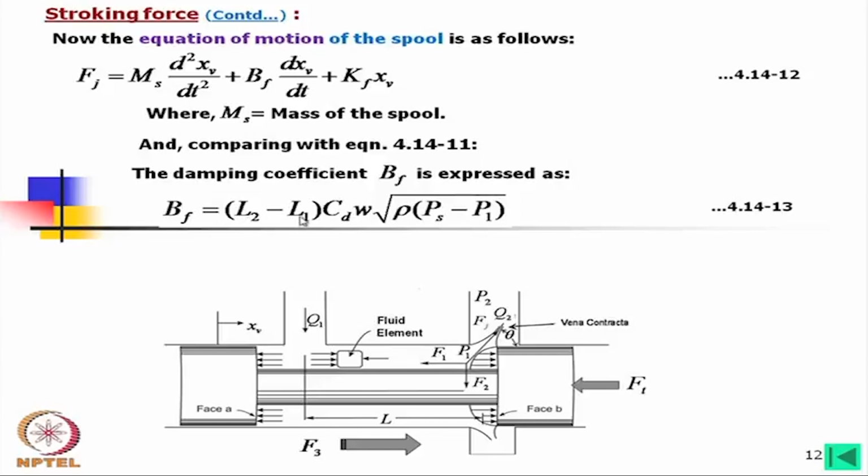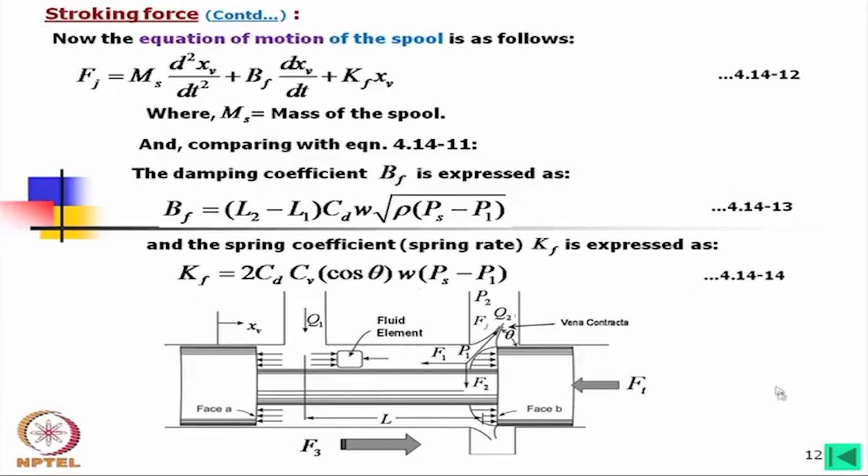Here L2 and L1 we call damping lengths, and CD is the coefficient of discharge, and this is the area gradient, this is the mass density, and then this is the pressure difference. Ps we are considering the system pressure here, because P1 is the inside pressure there. And similarly, if we compare with the other part, where the xp part is there, the spring coefficient will be like this, this is the spring rate. Okay.